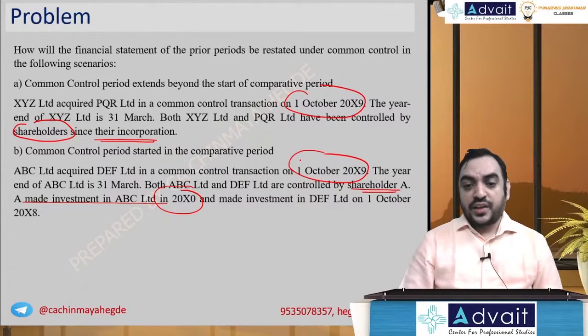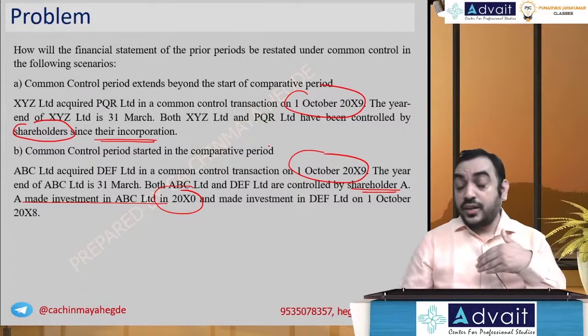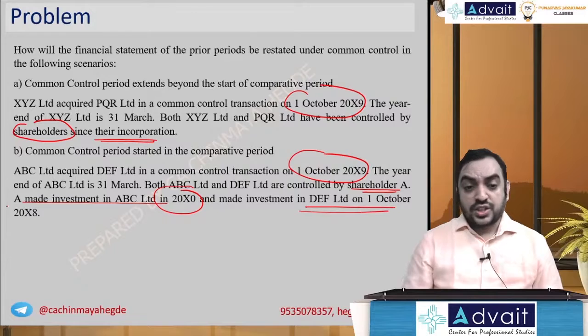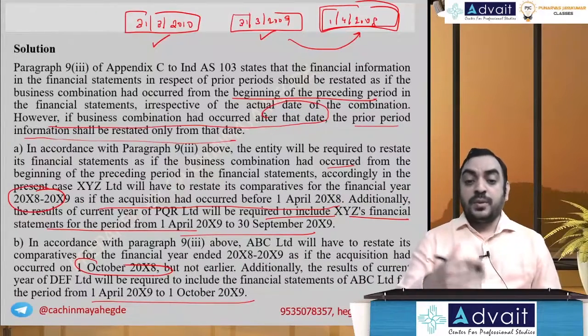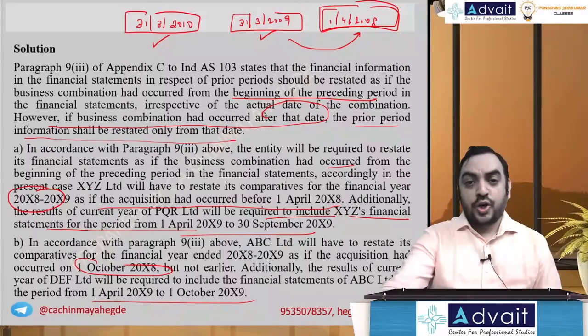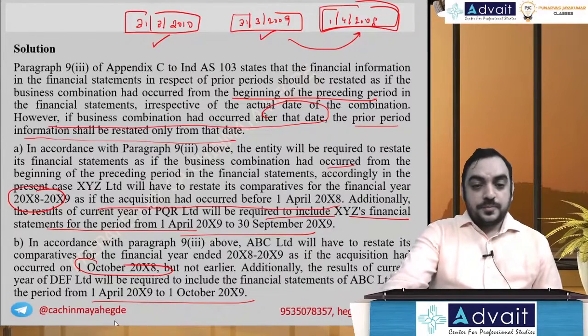Basically, 1 year backward transaction. I mean, so 1 year transaction. The date on which you have acquired the shares, you have acquired the shares on 1st October 2008. So from that date, business combination shall be made effective. Hope you got it. Let's go further.